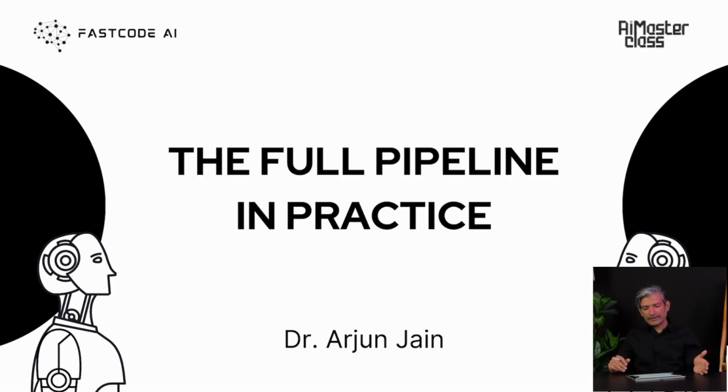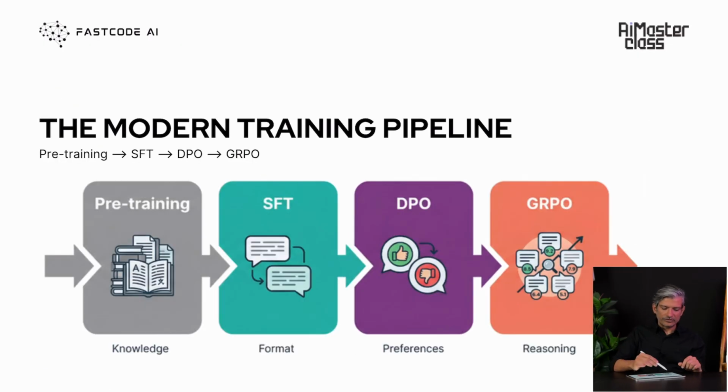And now the full pipeline in practice. So we start with pre-training. And what is pre-training? Next token prediction blindly over our entire corpus from Common Crawl, from the internet, from wherever we have. Then we do SFT.